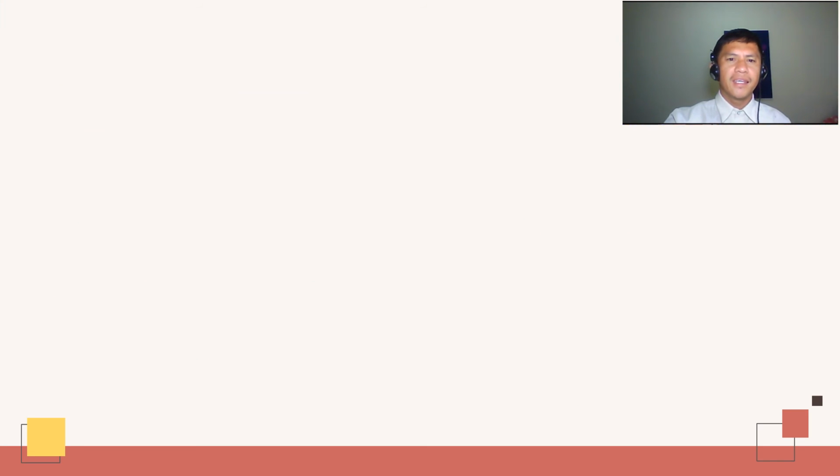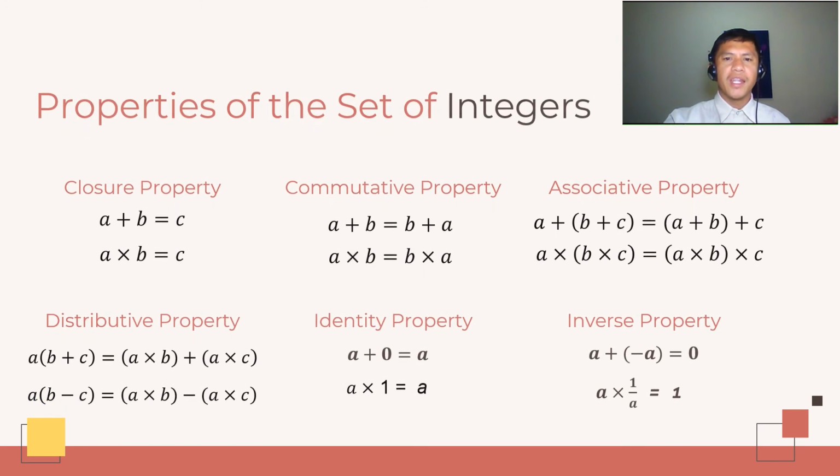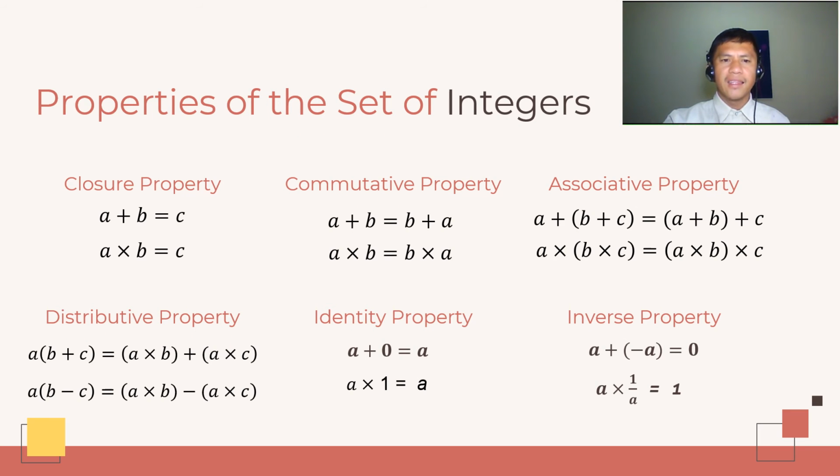Closure property is closed for addition and multiplication. It says that the sum or product of any two integers is also an integer. Commutative property is true for both addition and multiplication. The order in which any two integers are added or multiplied does not change the sum or product. Associative property works for both addition and multiplication. This property states that when adding or multiplying any three integers, the grouping of the numbers does not affect the sum and the product.